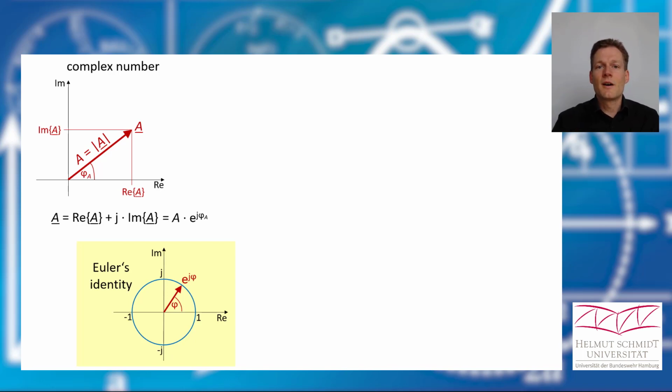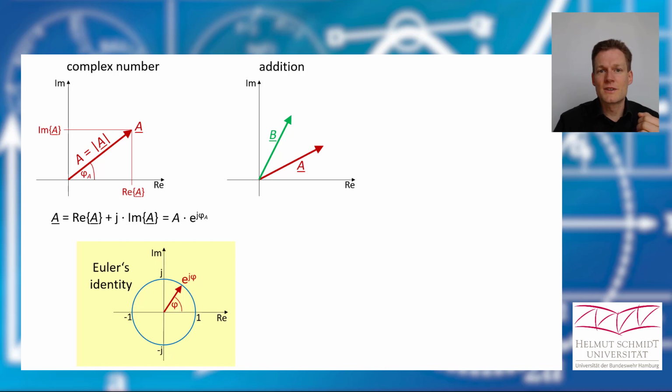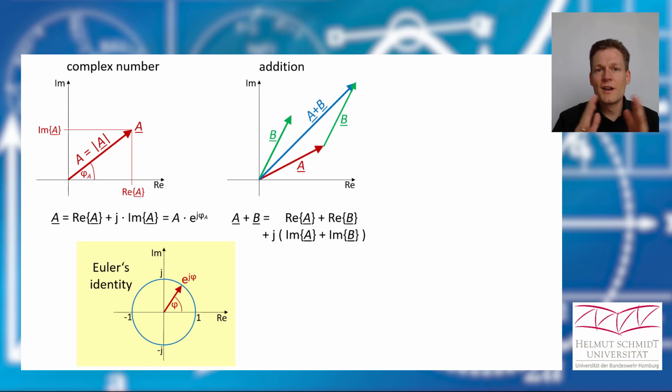Okay, and we need mathematical operations. So the addition of complex numbers. Let's say we have a complex number a and a complex number b. And the addition is very easy. It's just like vectors. So you can just add them like vectors, and you see this here is the sum of the two complex numbers. And if you want to calculate it, it's just the sum of the real parts plus j times the sum of the imaginary parts. And the subtraction is obviously as easy as the addition. There you have to subtract the real parts from each other and the imaginary parts from each other.